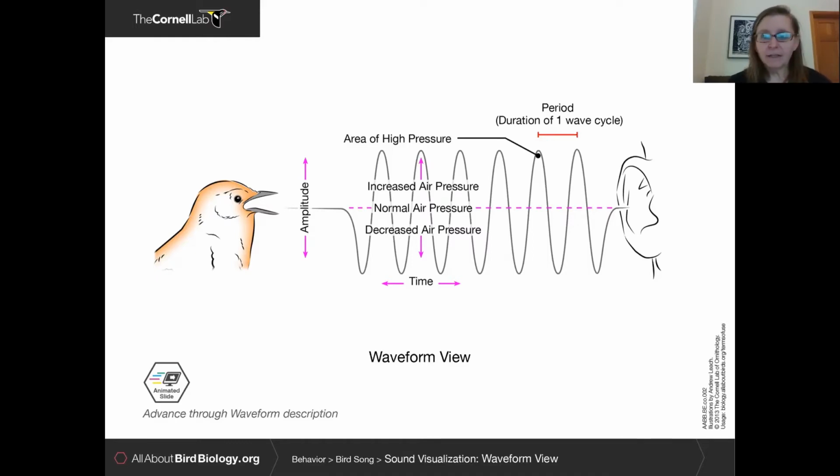Low-frequency sounds actually travel long distances. And so animals like whales and elephants can communicate over long distances through these low-frequency sounds. But what that would look like would be differences in these distances between the frequency peaks.